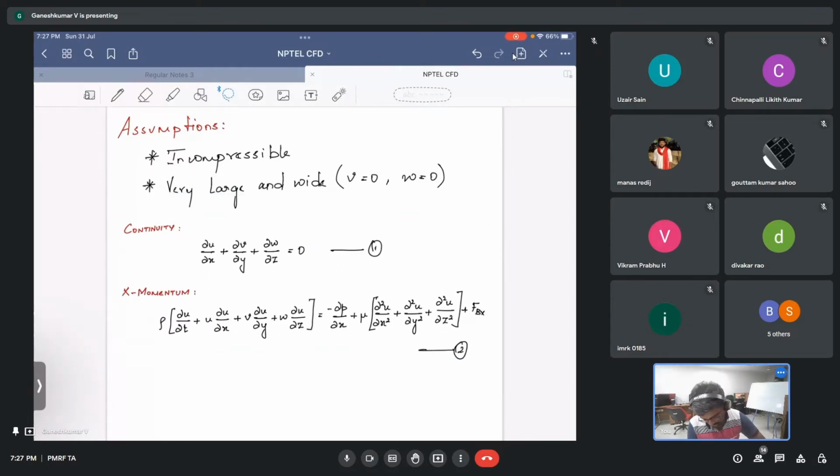So here for the continuity equation I'm making v and w 0. So what happens, this ∂v/∂y would be 0, ∂w/∂z would be 0. And similarly in the x momentum equation, v is going to be 0, so this term goes to 0. W is 0, so this term also goes to 0. And what else can be 0?